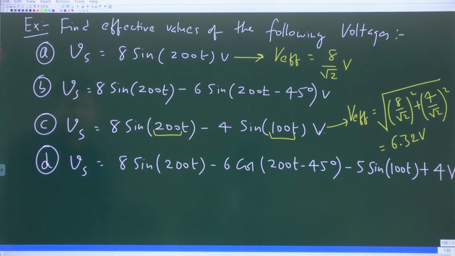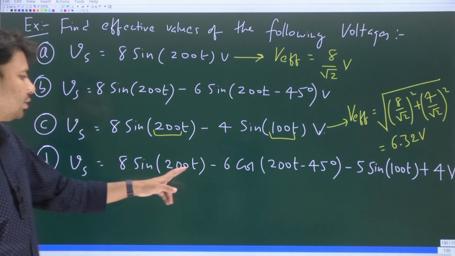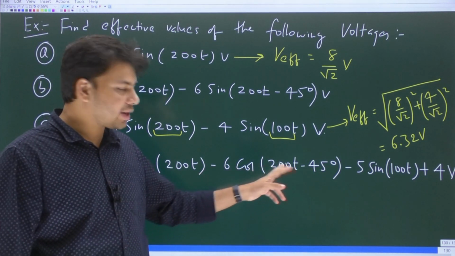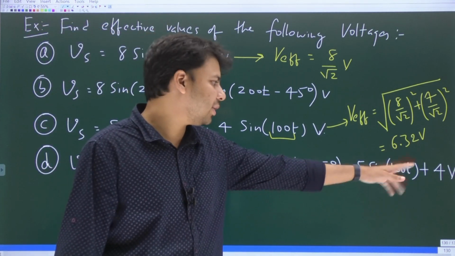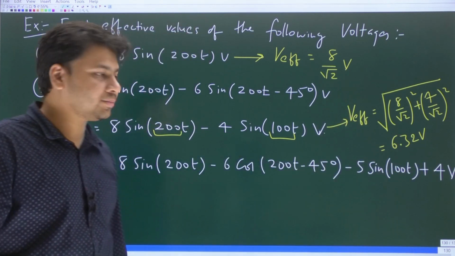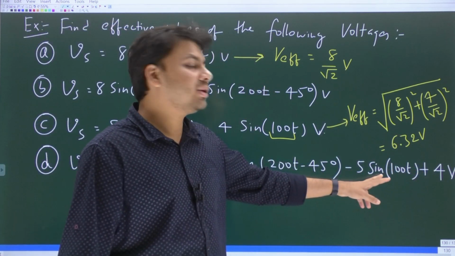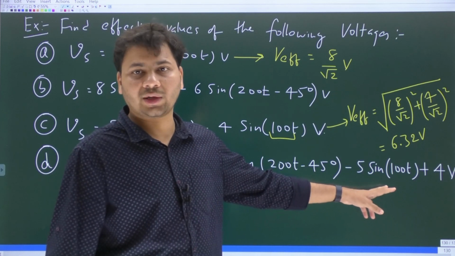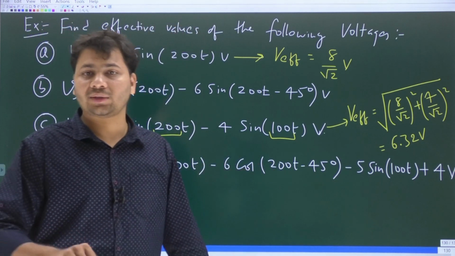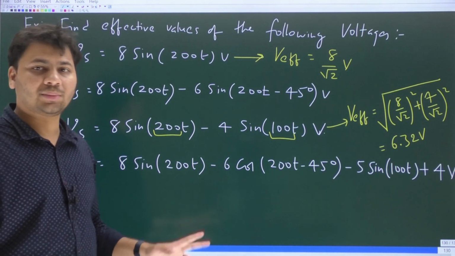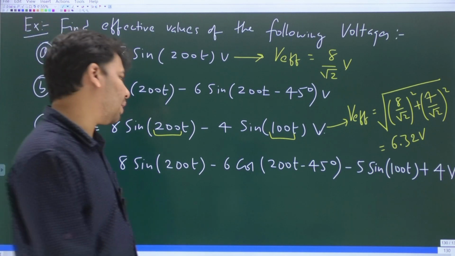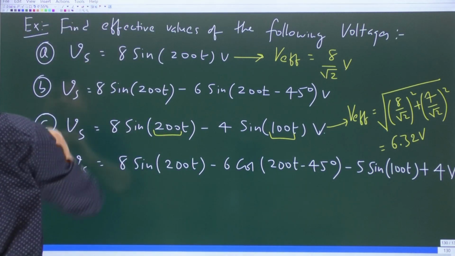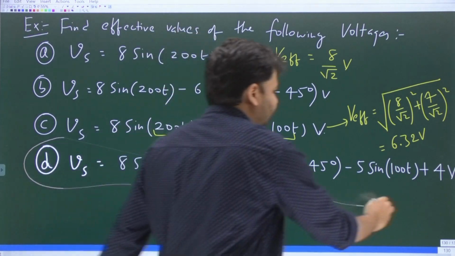Now we should also do it for the D part. Again the D part, look at the voltage expression. 8 sin 200t minus 6 cos 200t minus some 45 degrees minus 5 sin 100t plus 4. Last term is what? DC. Yes, so this is DC. This is at a frequency of 100 radians per second, whereas the first two terms are at same frequency. So first you should combine the first two terms into a single voltage component. Again I'll just do it on a new slide.